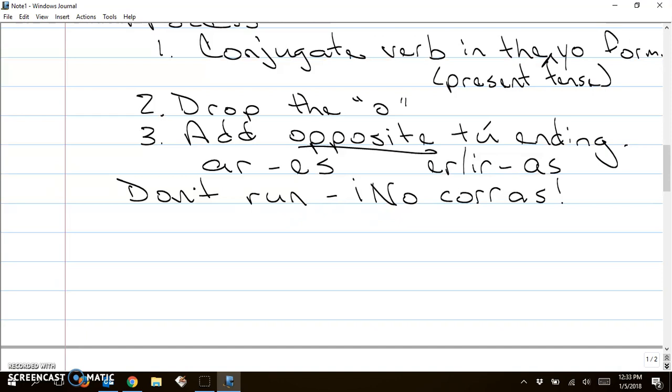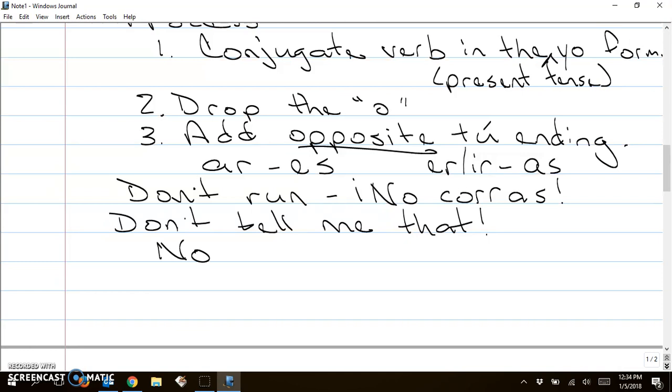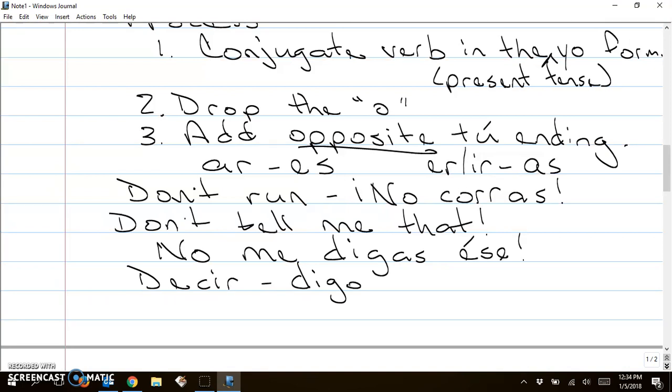Okay? Now, here's another interesting thing. If there's a yo form irregularity, it's going to carry over. So, don't tell me that. No me digas ese. Don't tell me that. So, decir, yo form is digo. Drop the O, add opposite, you end up with digas.